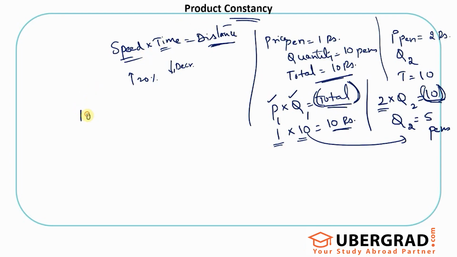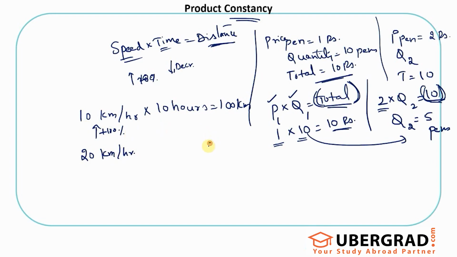Similar to what I was talking about here. Let's say I was going at a speed of 10 kilometers per hour for 10 hours. How much distance would I cover? 100 kilometers. Let's say the speed has increased by 100%. What does that mean? My speed is now 20 kilometers per hour, right? Now, if I am covering the same distance, how much time would I take?